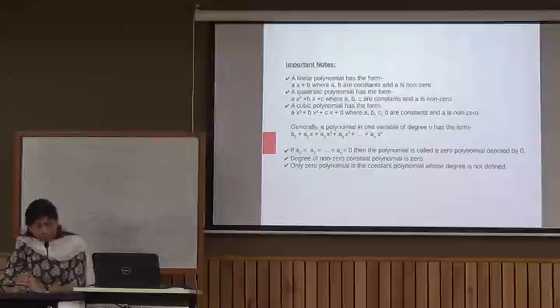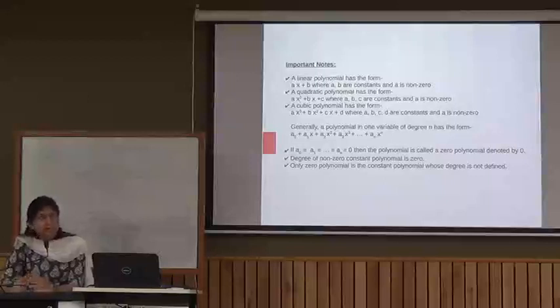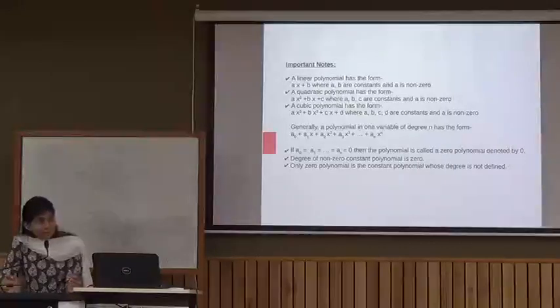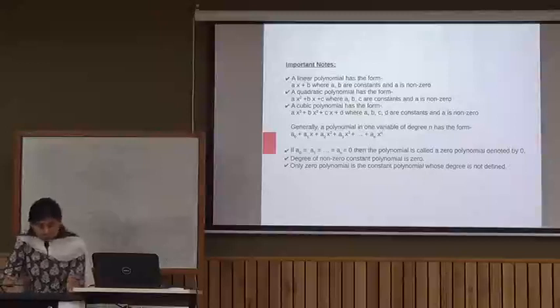Now, if in the above general polynomial a0 is equal to a1 till an is equal to 0, that is, if all the terms have the coefficients 0, then the polynomial is called the zero polynomial and is denoted by the number 0, and the degree of a non-zero constant polynomial is 0. Please note, as we have further need to understand this, only the zero polynomial is the constant polynomial whose degree is not defined.